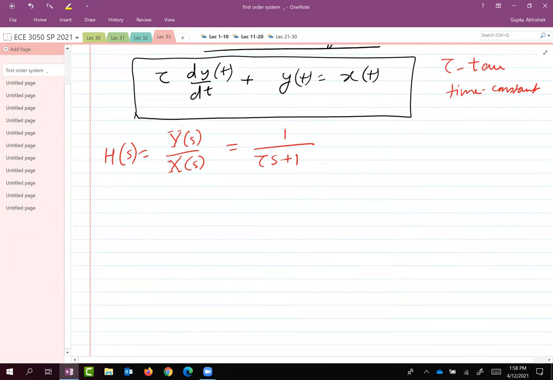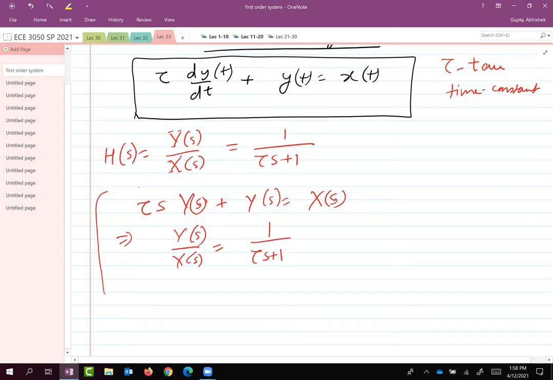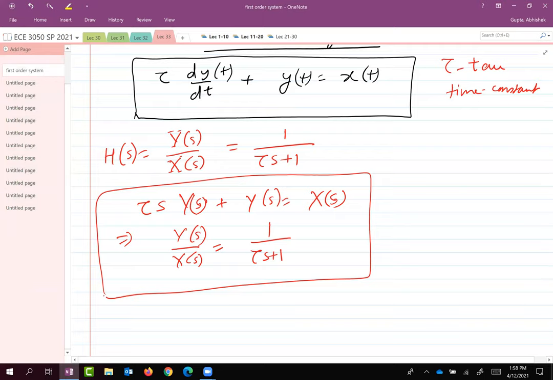Okay, so it looks like maybe it's not obvious, maybe you've forgotten how to compute the frequency response of a system. So let me just do the derivation very quickly. I can take the Laplace transform on both sides of the differential equation to get tau s Y of s plus Y of s equals X of s. This means Y of S over X of S equals 1 over tau S plus 1. This is what the derivation looks like for the H of S. I'll wait for any questions and then I can talk about the impulse response of the system.